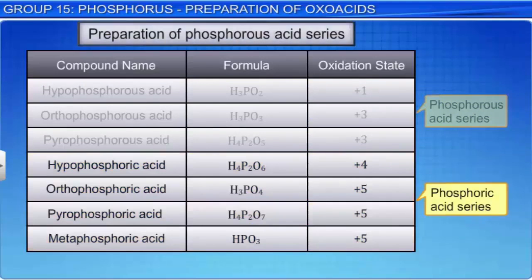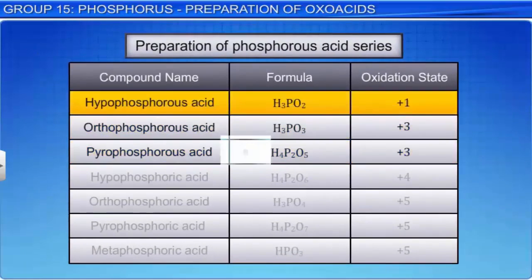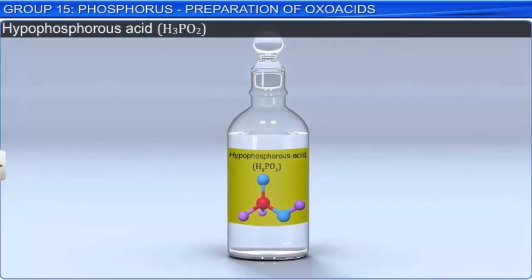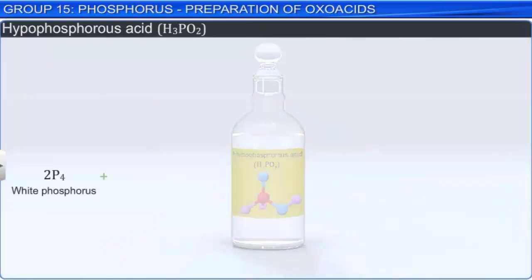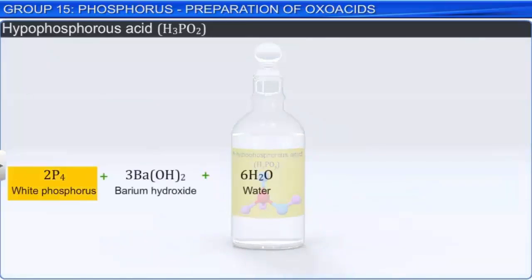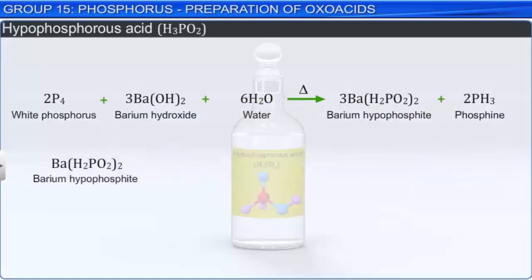Let us first look at some methods to prepare oxoacids belonging to the phosphorus acid series. Hypophosphorus acid, also called phosphinic acid, is prepared by the alkaline hydrolysis of white phosphorus. When white phosphorus is heated with an alkali solution, like barium hydroxide, it forms hypophosphite. This is further treated with dilute sulfuric acid to recover the acid.